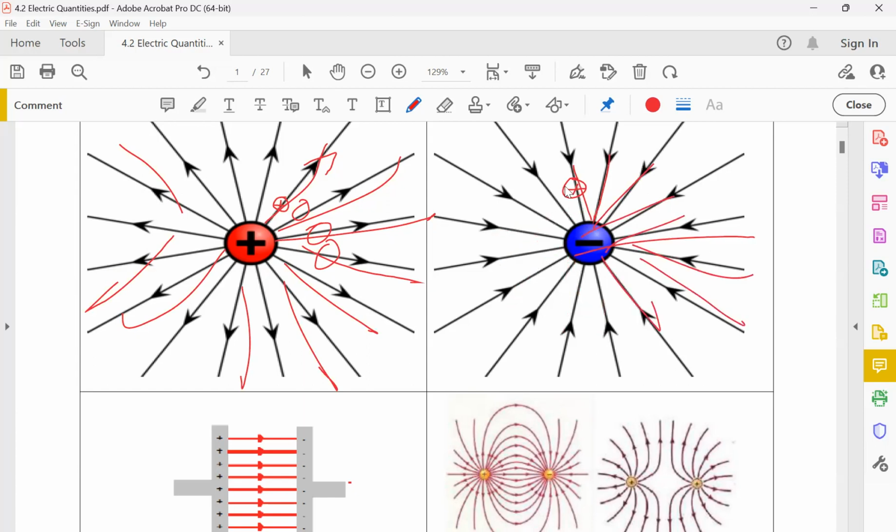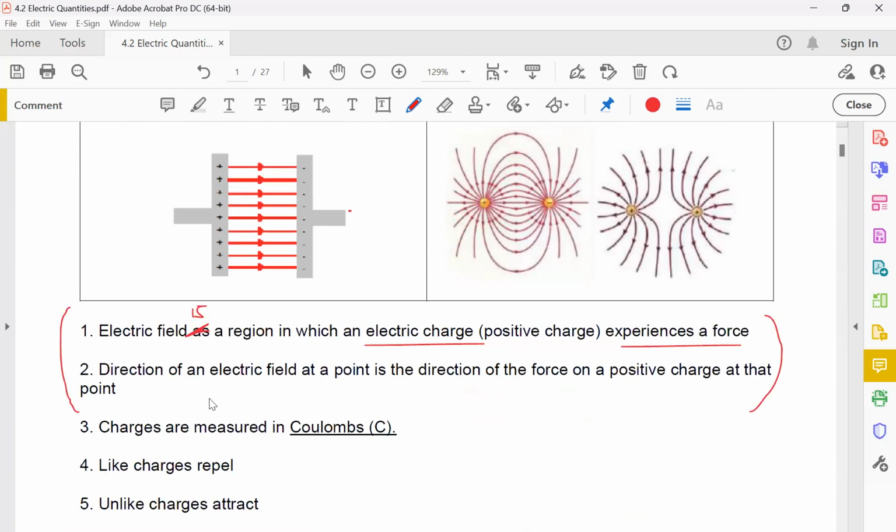So electric field is a made-up thing. There's no such thing as an electric field, right? It's made up. That's why you see the explanation here. It says that electric field is a region where an electric charge, which is that small positive charge, experiences a force. Or you can even say that the direction of an electric field at a point is the direction of the force on a positive charge at that point, which explains my concept just now.